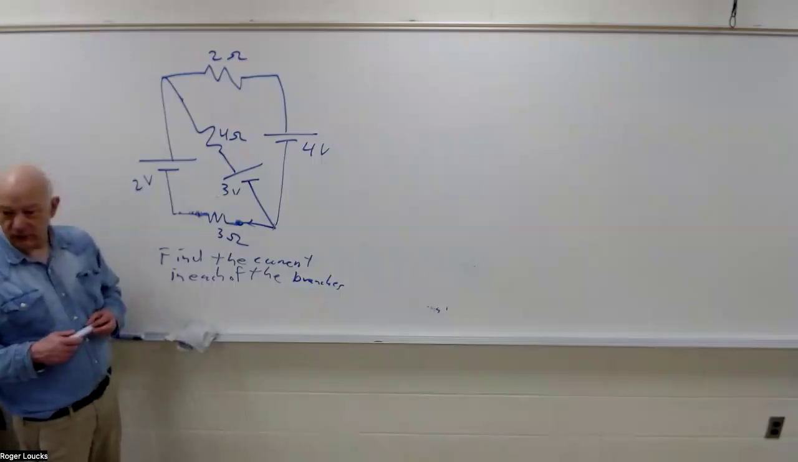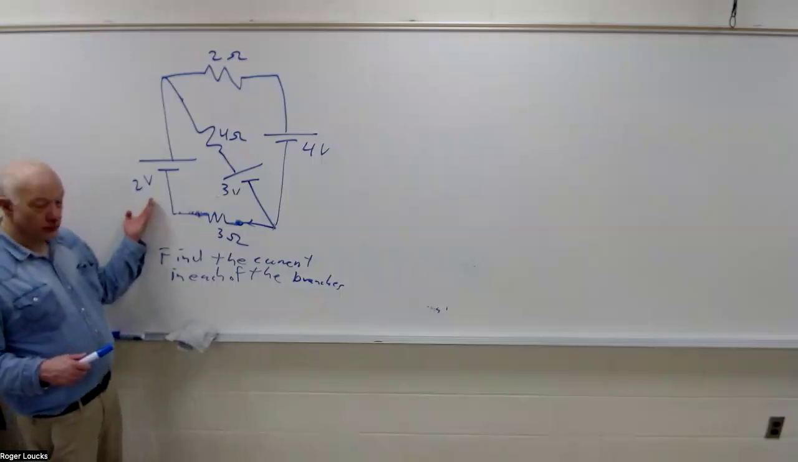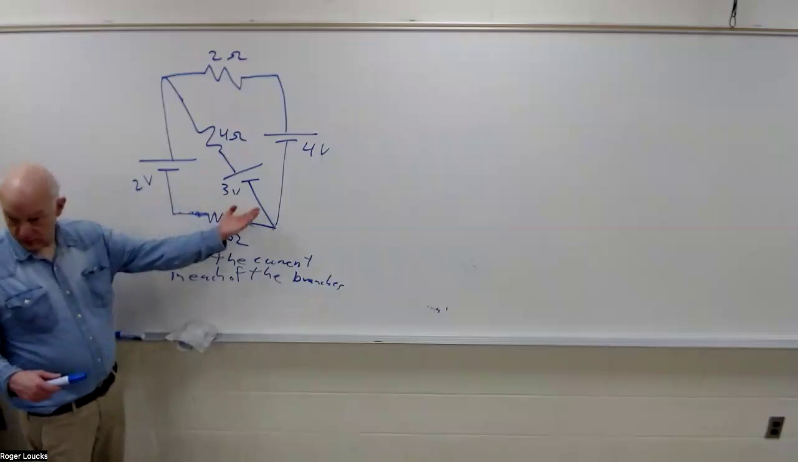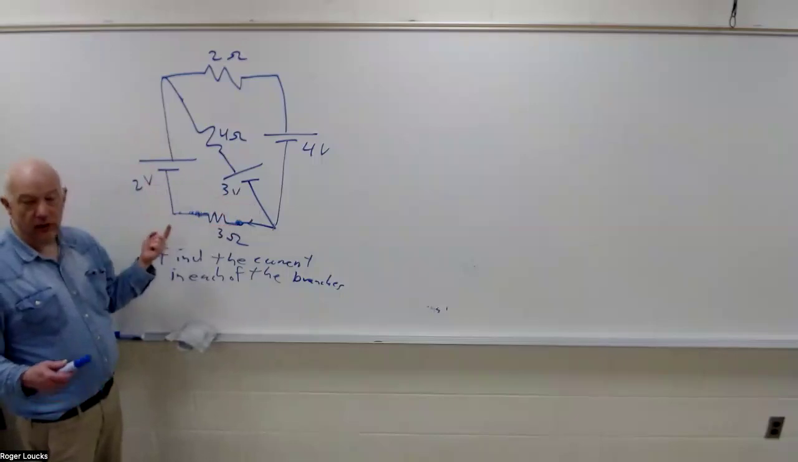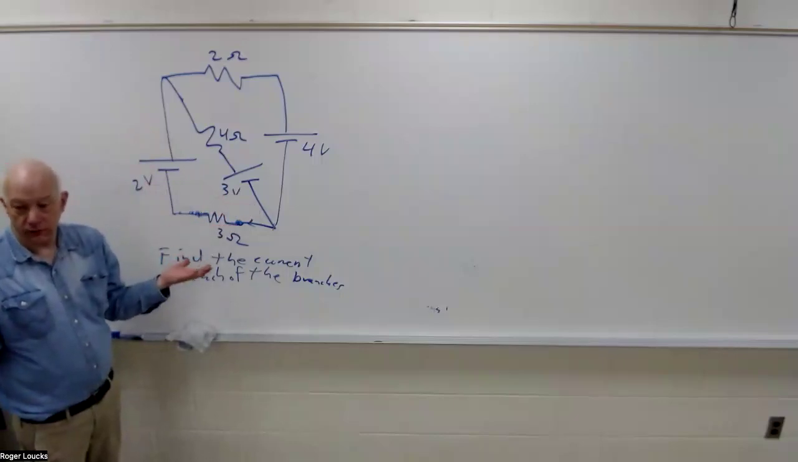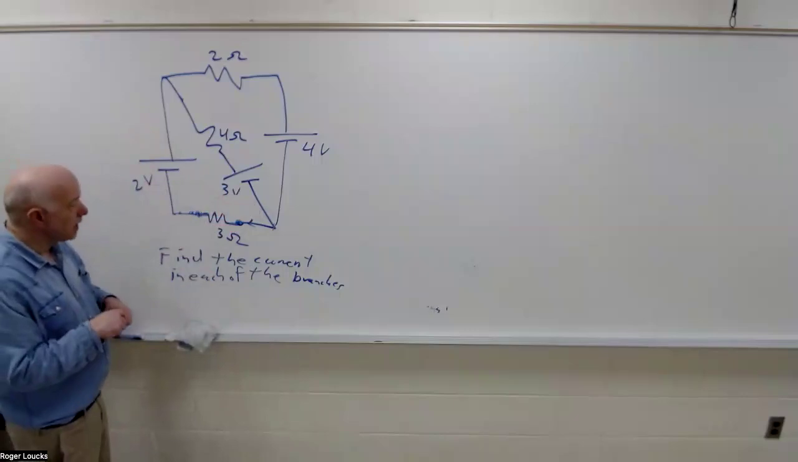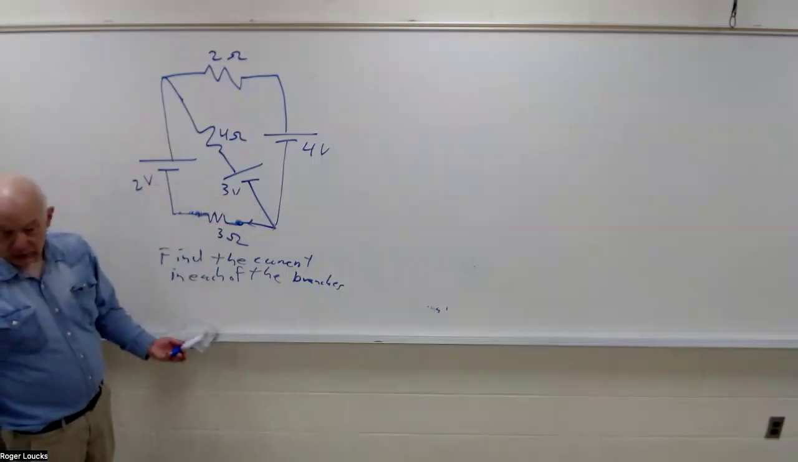Where do I always start these things? The batteries. Well, I always start on the left, and then I go to the right. So I'm going to start in this branch right here, and I don't know what the current is, so what will I call the first unknown current? I1. I usually make it go clockwise for absolutely no good reason.